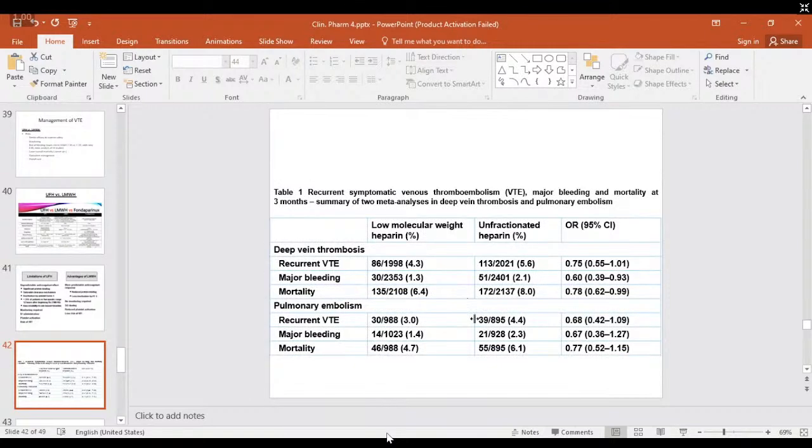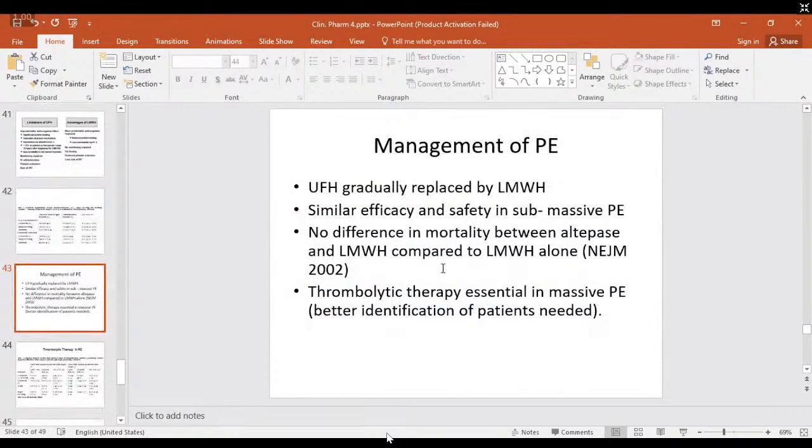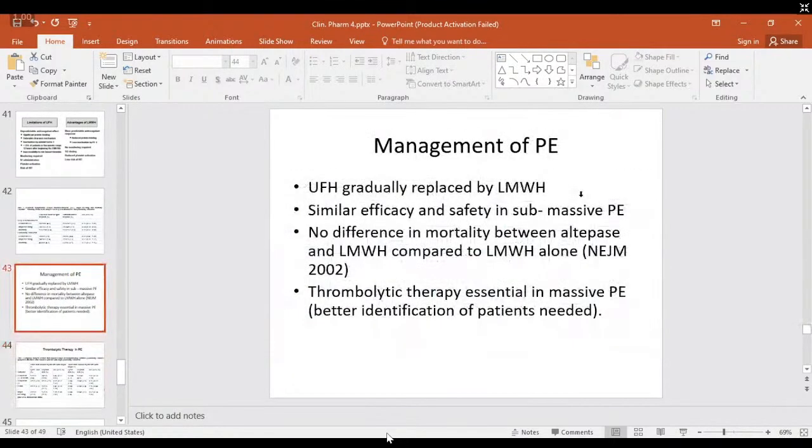Also, there is an advantage in the low molecular weight heparins. You see the mortality, the major bleeding risk, and the recurrent risk of VTE are again lower in the low molecular weight heparins. That's why they are preferred, and unfractionated heparin is gradually being replaced by the fractionated heparins. They're also called fractionated heparins because they are fractioned into lower molecular weights.